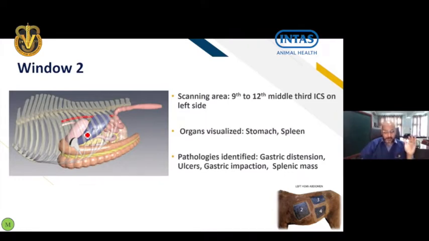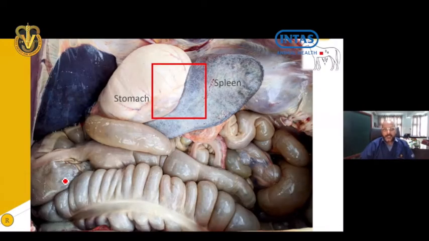See, this is how the scanning is being done, from dorsal to ventral, like this. Now this is how the stomach shares a topography with the spleen. This is how the stomach lies along with the spleen. Remember this. This picture will tell you the association of the stomach with the spleen.